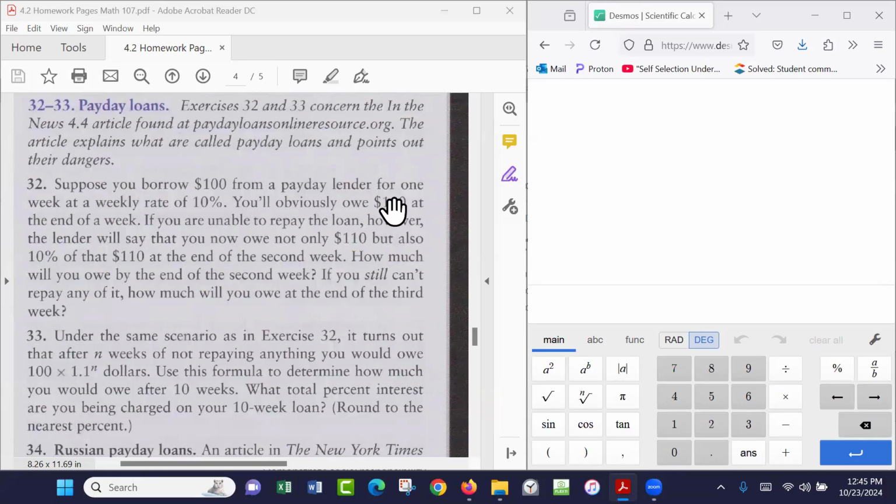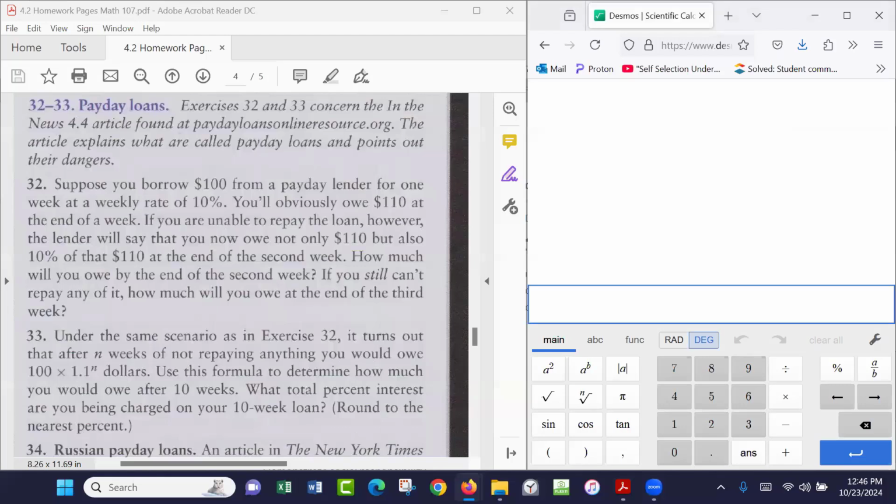So we borrow $100 from a payday lender for 1 week at a weekly rate of 10%. And then if you don't repay, you now owe the 110, but also 10% of that at the end of the second week. How much do you owe by the end of the second week, and then how much would you owe by the end of the third week, right?